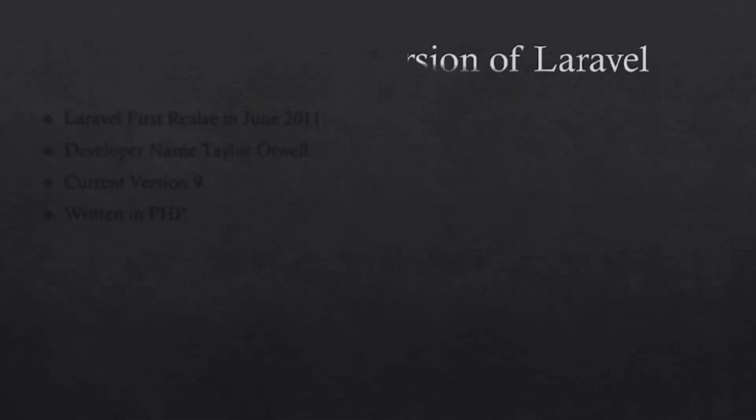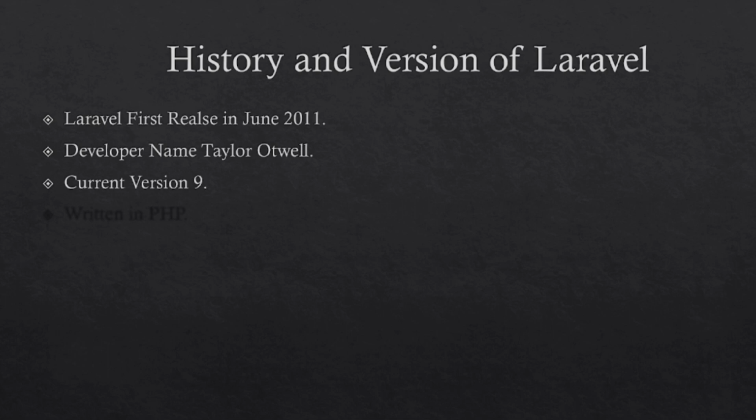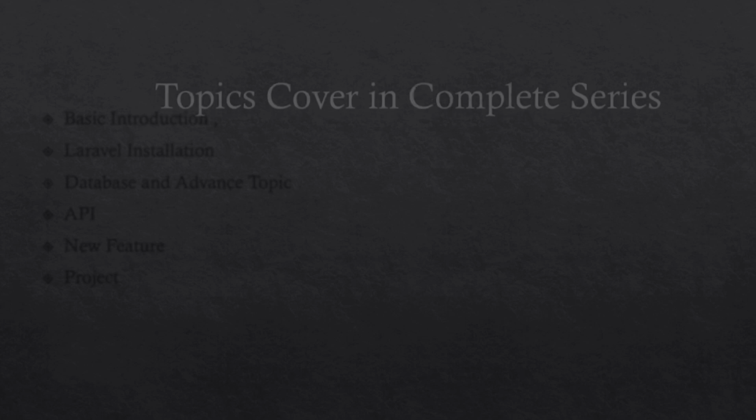Now we know the history of Laravel and its versions. Laravel's first release was in June 2011. The developer's name is Taylor Otwell, the current version of Laravel is 9, and it is written in PHP.